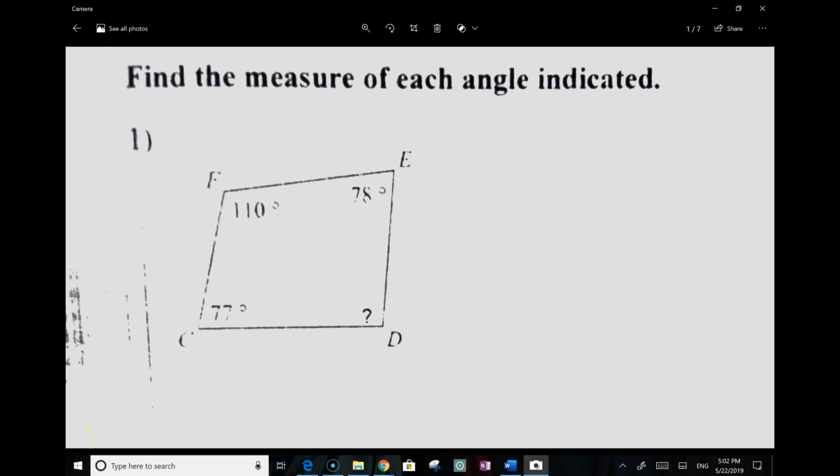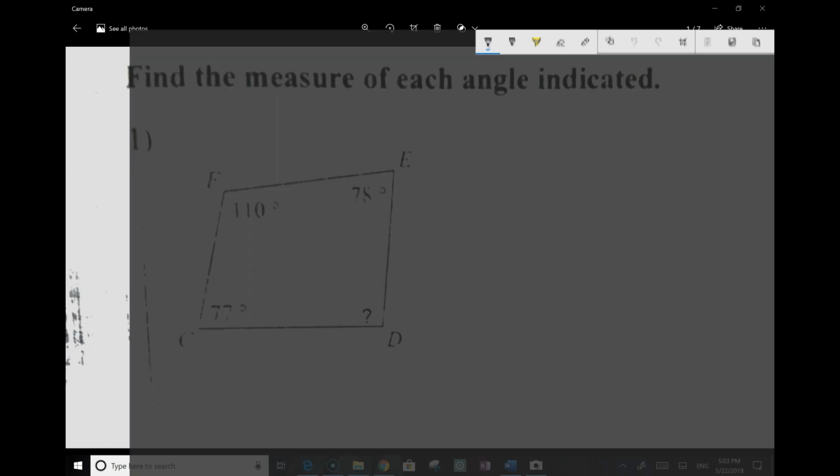Hi everyone. In this video I'm going to talk to you about some properties of quadrilaterals, and I'm going to show you some examples where you can apply these principles in different situations. Let's go ahead and begin with the first example that you see over here.